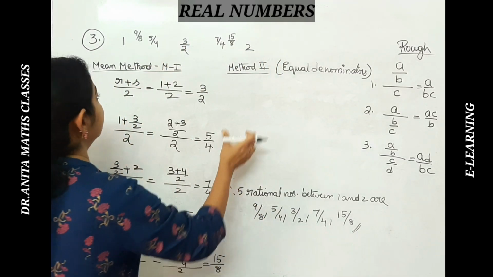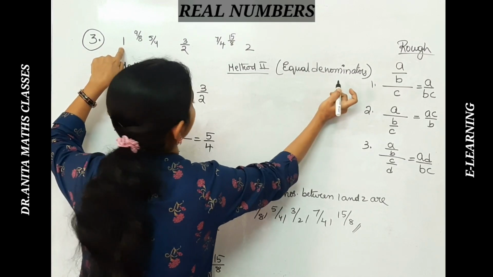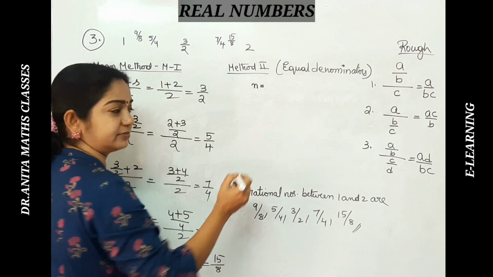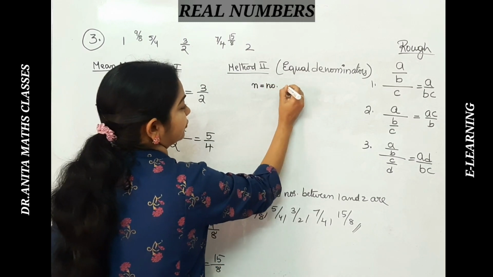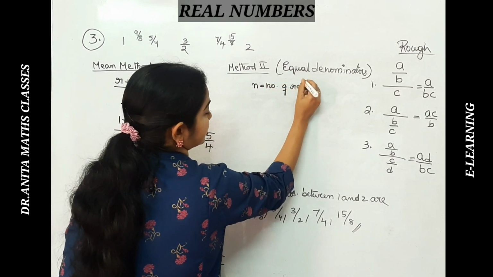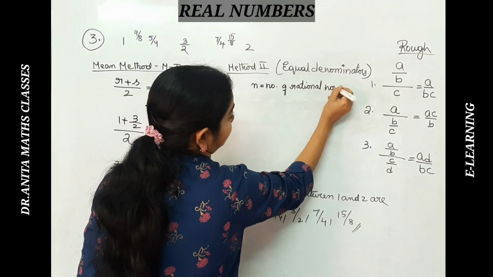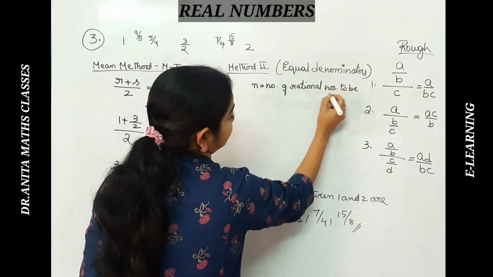Now, when there are equal denominators, consider n. N is the number of rational numbers to be inserted.